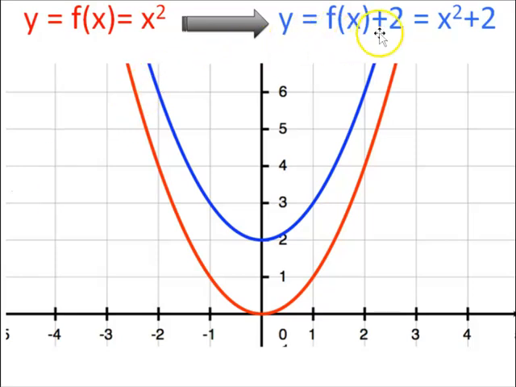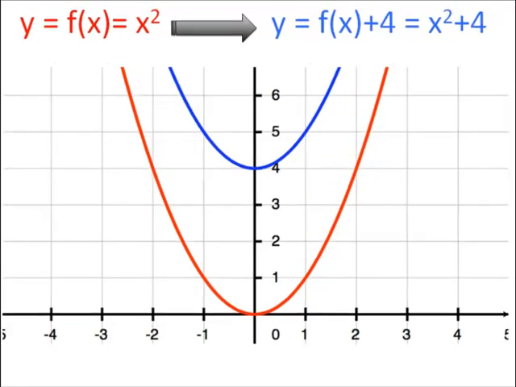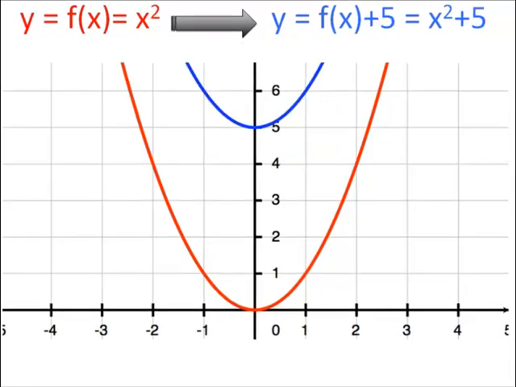For plus 2, we can see it's been moved 2 steps up. For plus 3, we can see it's been moved 3 steps up. For plus 4, moved 4 steps up. For plus 5, moved 5 steps up.